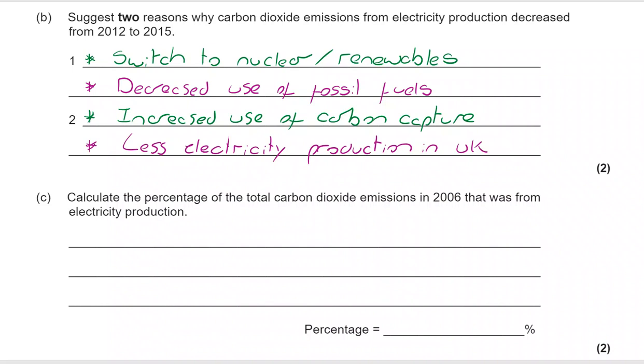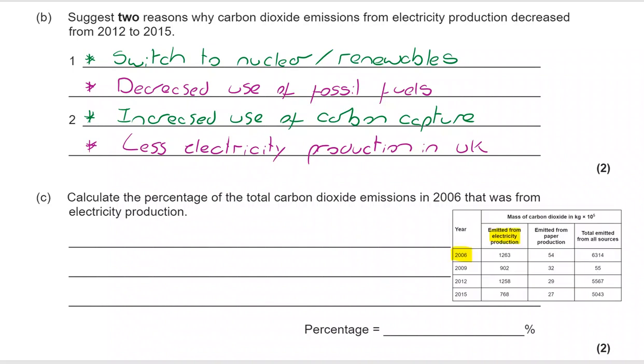For part C, calculate the percentage of the total carbon dioxide emissions in 2006 from electricity production. Well, let's take a look at the data. 2006, we've got 1263 comes from electricity. There were 6314 in total. What's that as a percentage? Comes out as 20%.